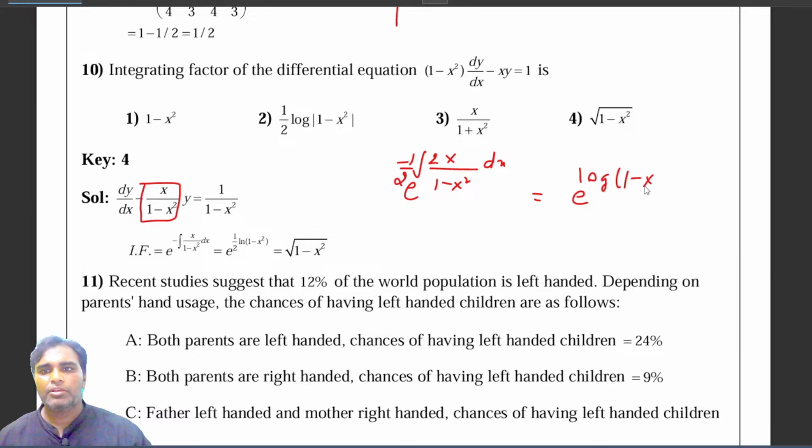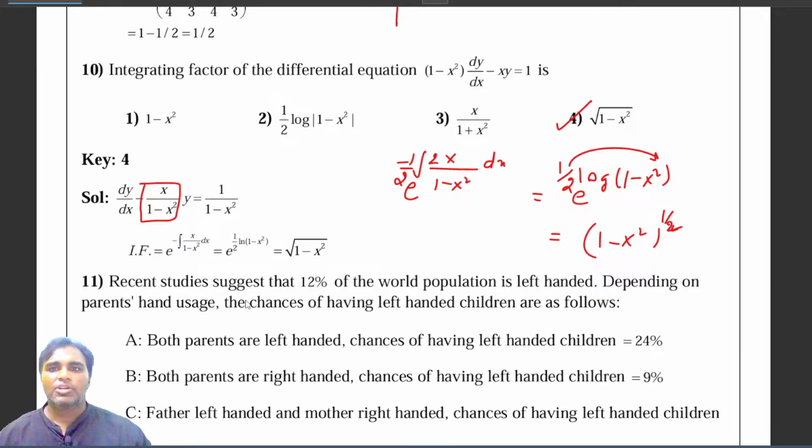Log t, 1 minus x square, and 1 by 2 is there. So 1 by 2 will get into the power. So 1 minus x square power 1 by 2, that is root. So option 4. 10th one, what is the answer?